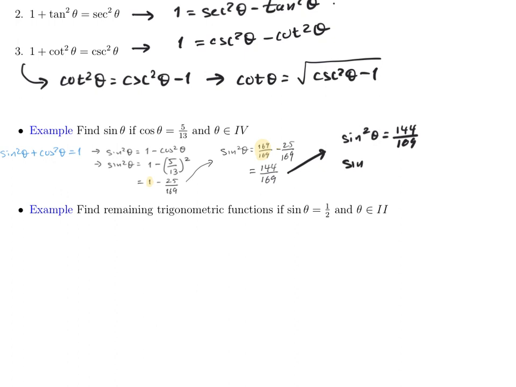And then you take the square root. Now, since this is in the 4th quadrant, remember we did this before, all students take calculus. If we're in the 4th quadrant, the only one that is positive there is cosine. So that means sine will be negative. So this will be minus the square root of 144 over 169. So this will be minus 12 over 13. And that will be the answer.